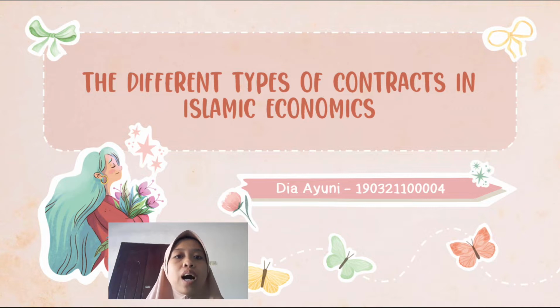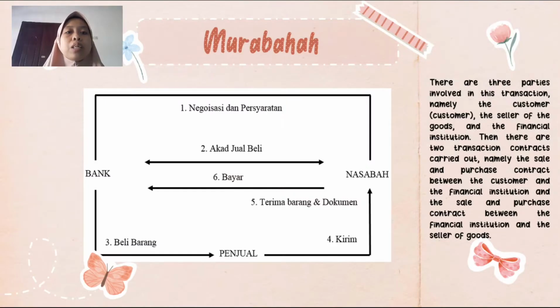In this video, I will explain the different types of contract in Islamic economics using a contract diagram. The first explanation is about the murabahah contract. There are three parties involved in this transaction, namely the customer, the seller of the goods, and the financial institution.